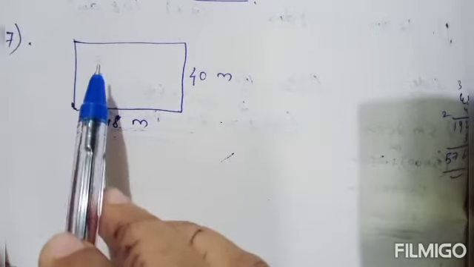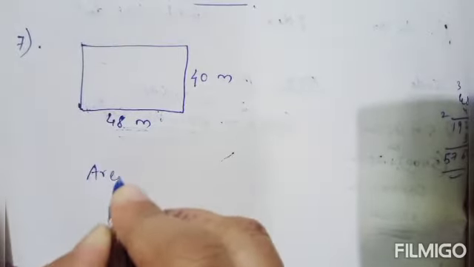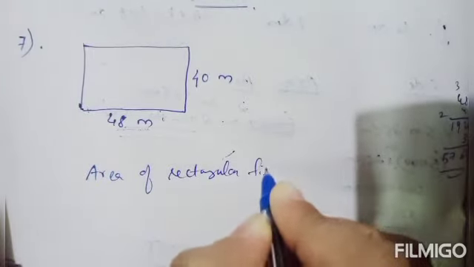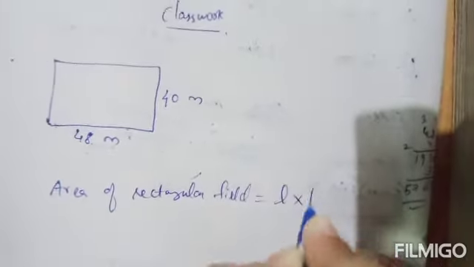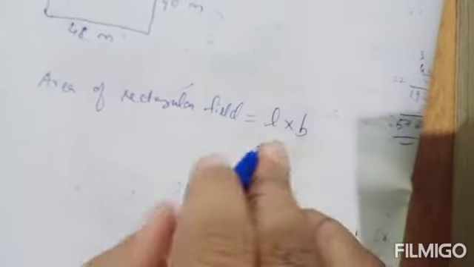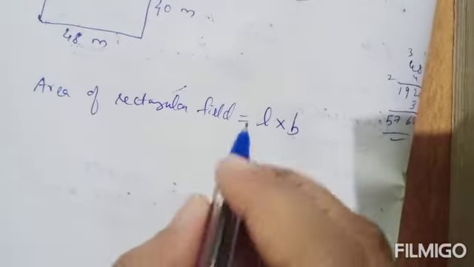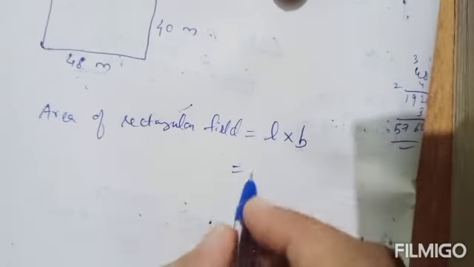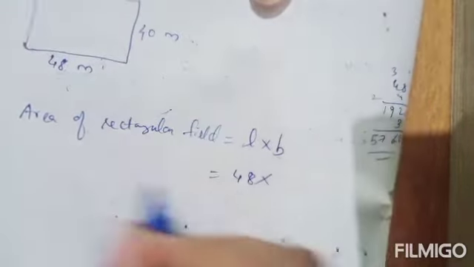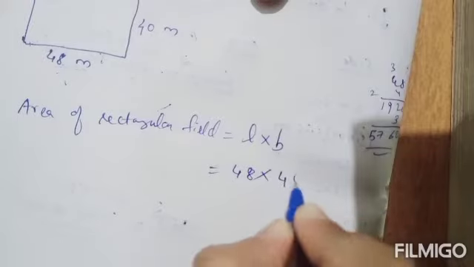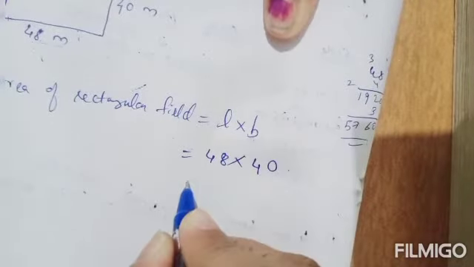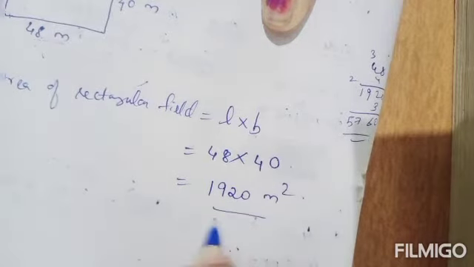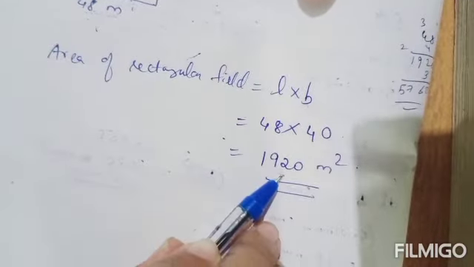So area of a rectangle, area of rectangular field you can find here. Formula, it is length into breadth. Area of rectangle is length into breadth. So area of rectangular field you can find by multiplying its length into breadth. Length it is given 48 and width or breadth it is given 40. So 48 into 40 you will get 1920 meter square. Okay, this is the area of that field.